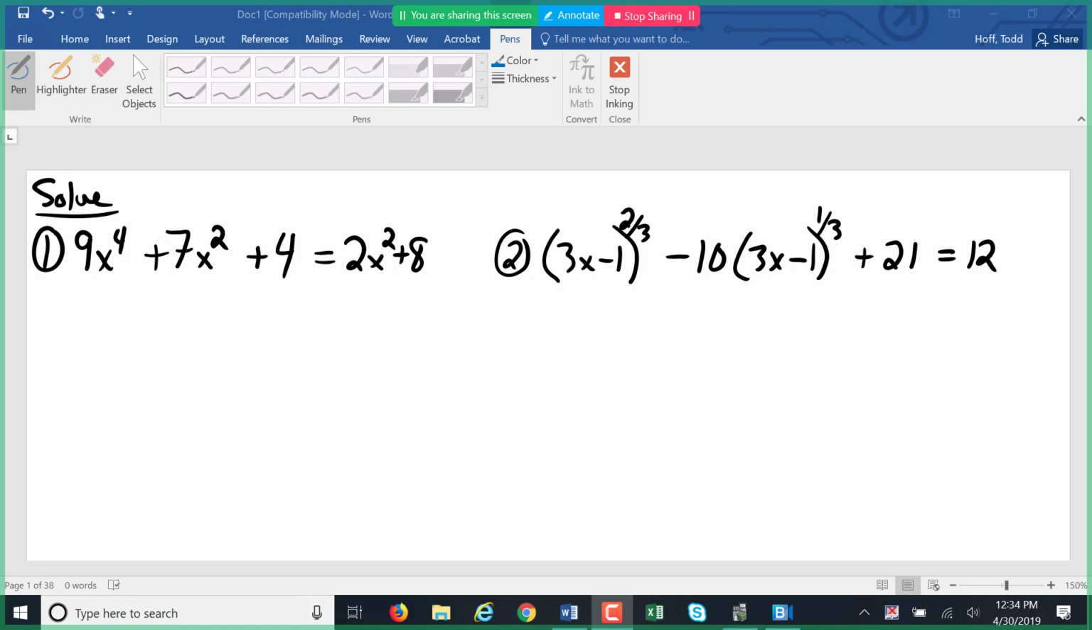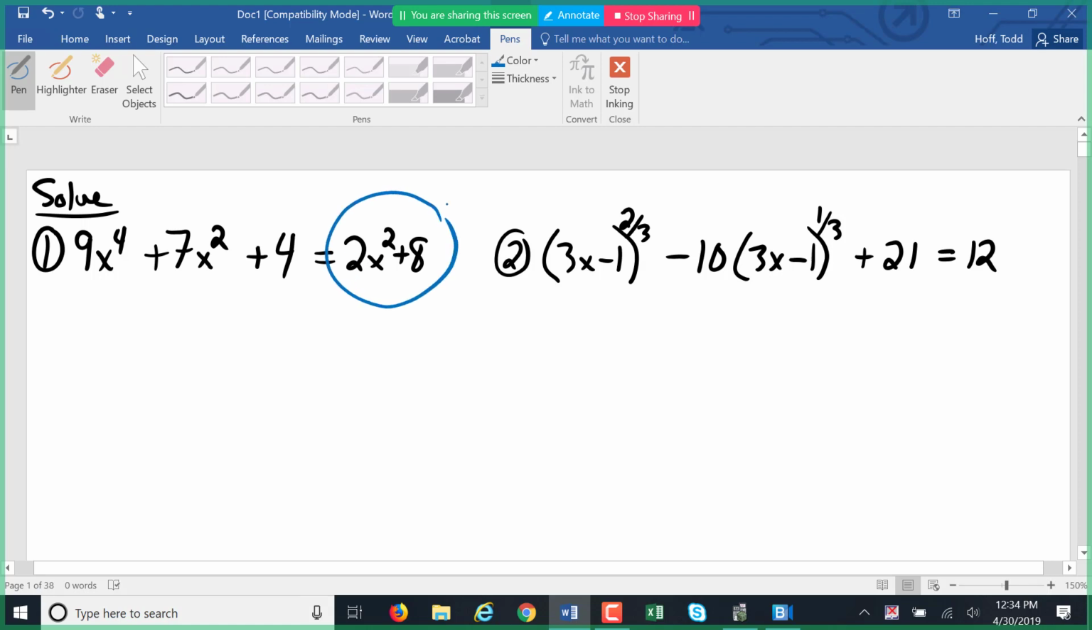For number 1 here, our first step is to put it into quadratic form. And of course, part of that is making it equal to 0. So let's do that first. This is our higher power of x over here, the x to the 4th. It's positive, so we're going to leave that where it is. So we're going to make this other side over here equal to 0.